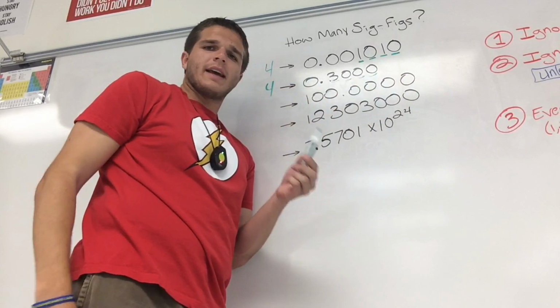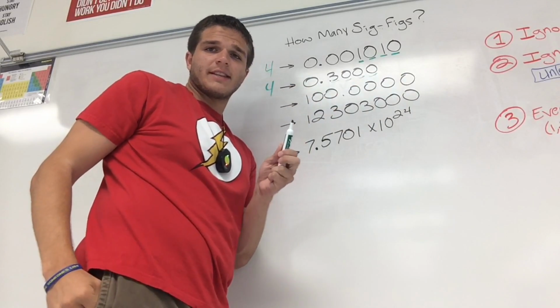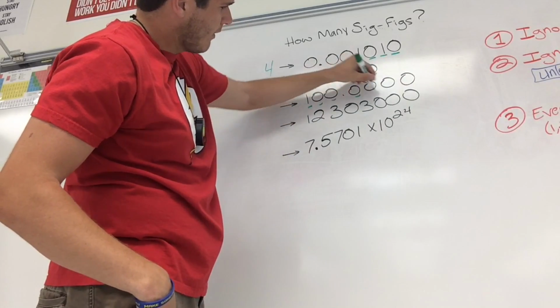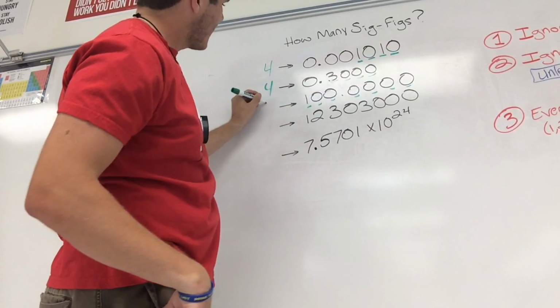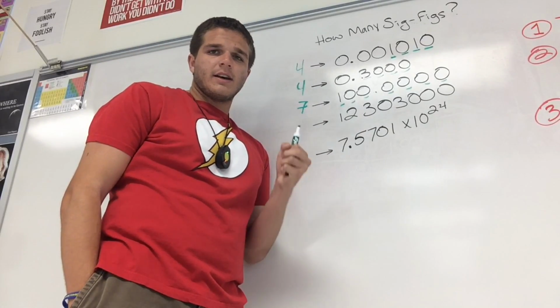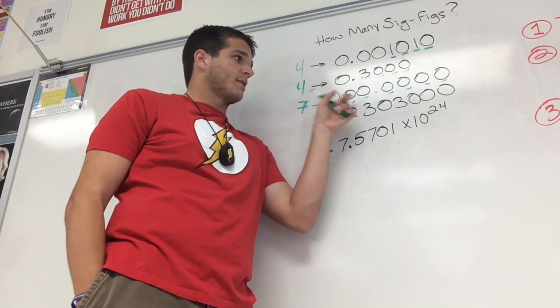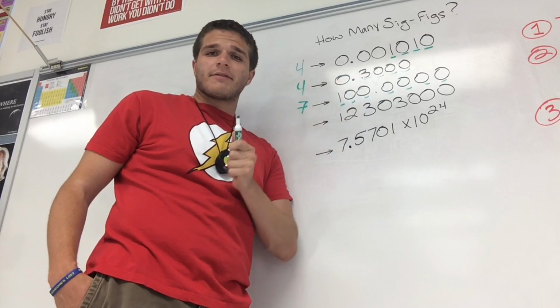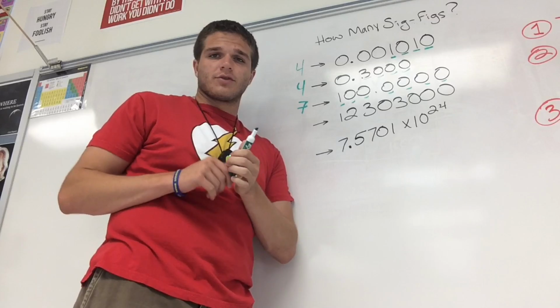100.0000. All right? After the decimal, those are still significant. So how many significant figures would we have here? We'd have 1, 2, 3, 4, 5, 6, 7. 7 significant digits. All right? 7 significant digits. The zeros in this case are counted as significant. They are important because they come after the decimal, all right, and after the original number.